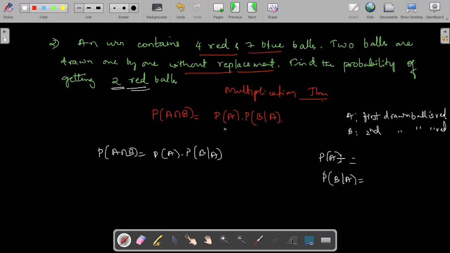Now let us find out P of A. What is the probability that the first drawn ball is red? How many red balls are there? There are 4 possibilities divided by the total number of balls, 11.